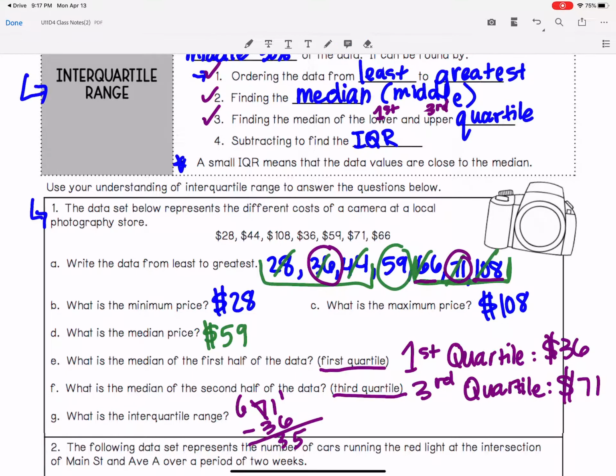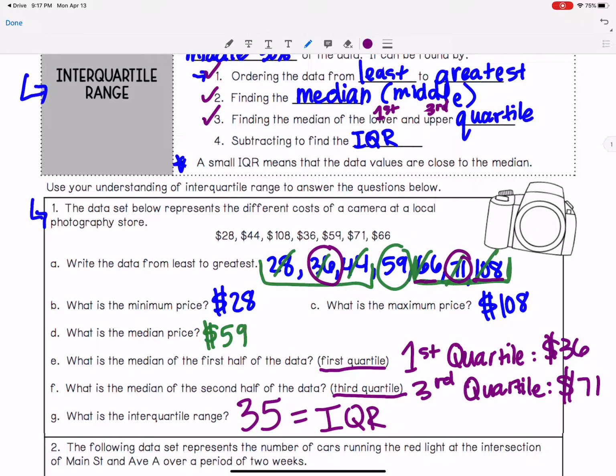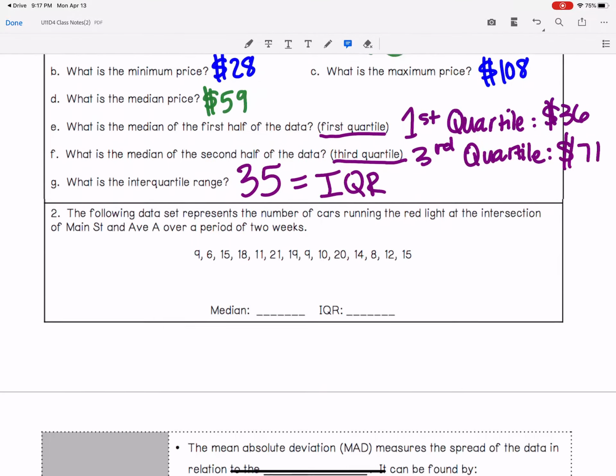And I'm going to erase my work right there, so I can write my answer out. And there you have it. That is your IQR, or your interquartile range. All right, let's move on to the next question.